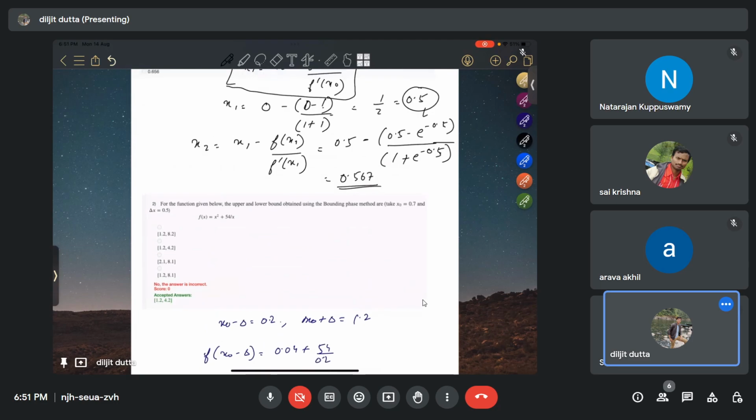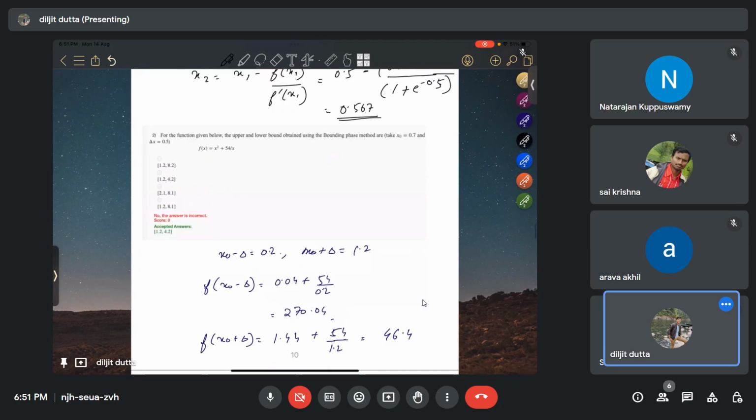Okay, we'll proceed to the second question. For a function given below, find the upper and lower bound using the bounding phase method. Take x naught equal to 0.7, delta x equal to 0.5, and f of x equal to x square plus 54 by x. Okay, one second, I will do the calculations.